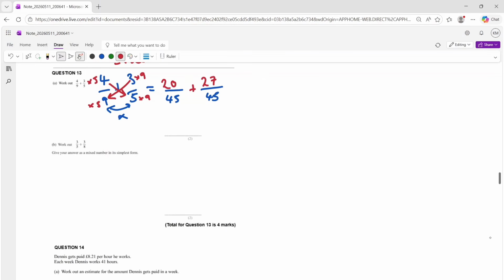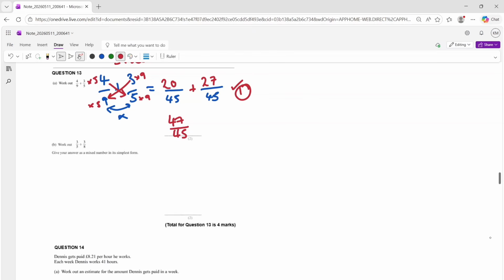So you get a mark for writing your fractions with a common denominator. 20 add 27 is 47 over 45. I do not need to simplify or give my fraction as a mixed number because it hasn't asked me to. So if you do, and you do it incorrectly, you lose marks. So don't unless it asks you to.